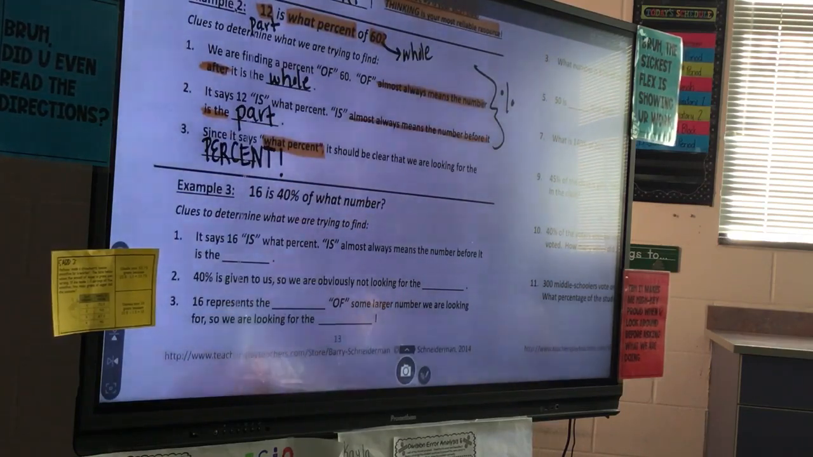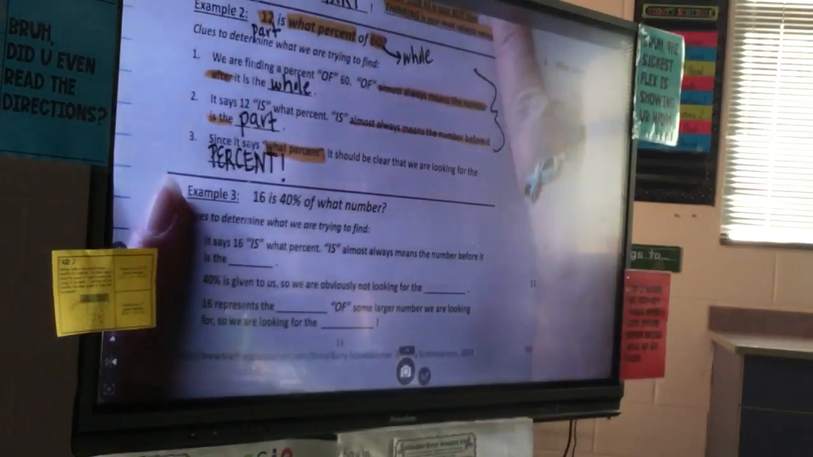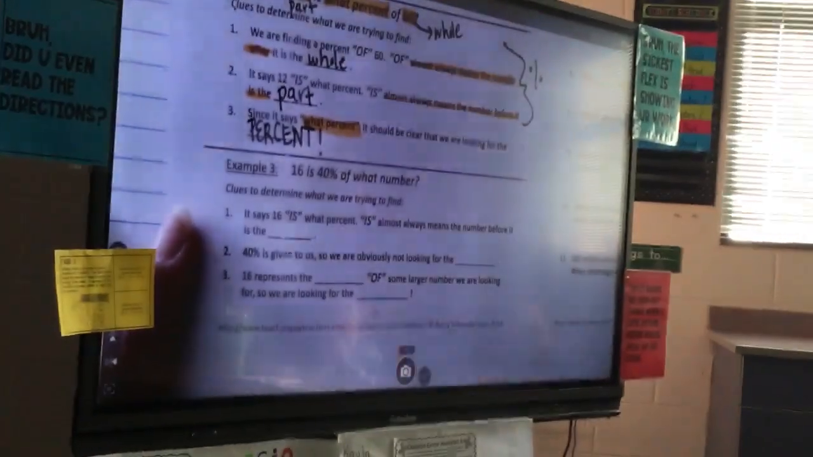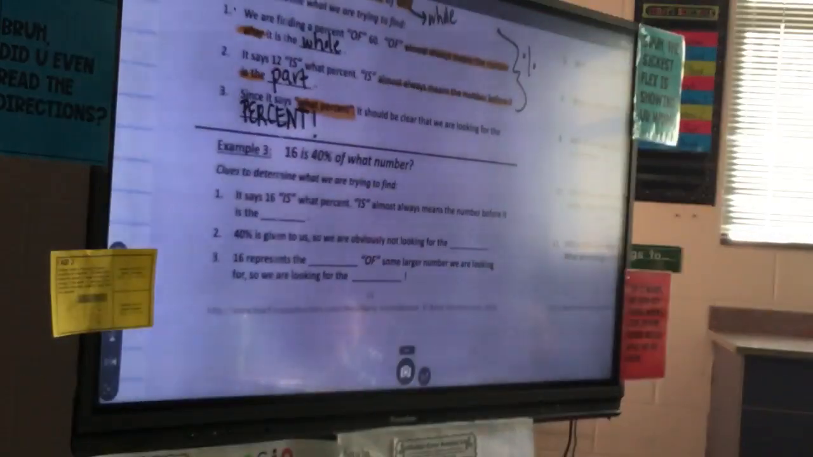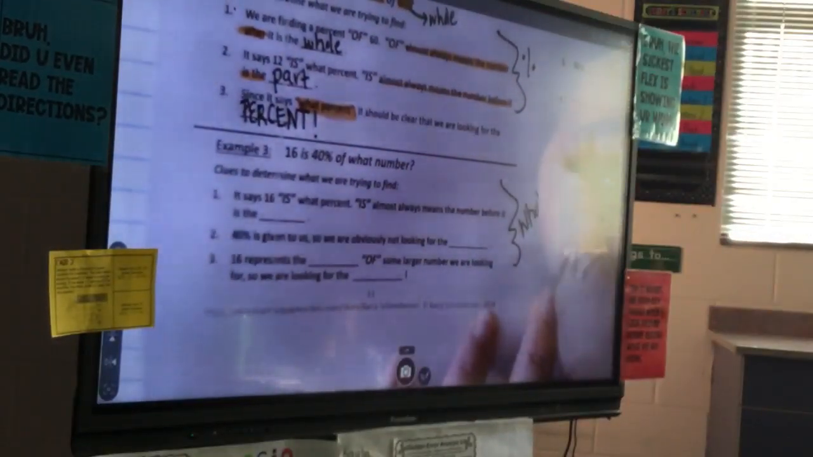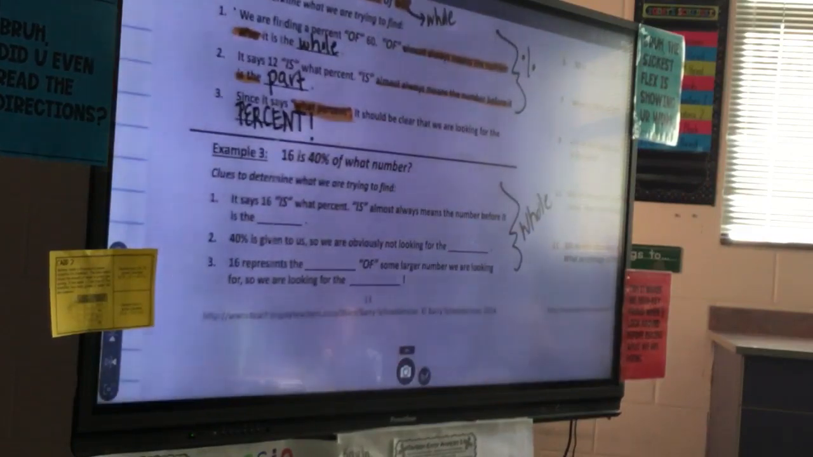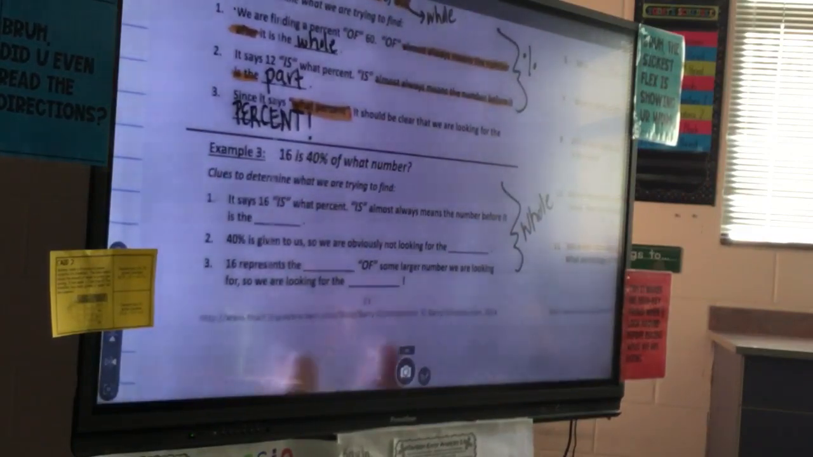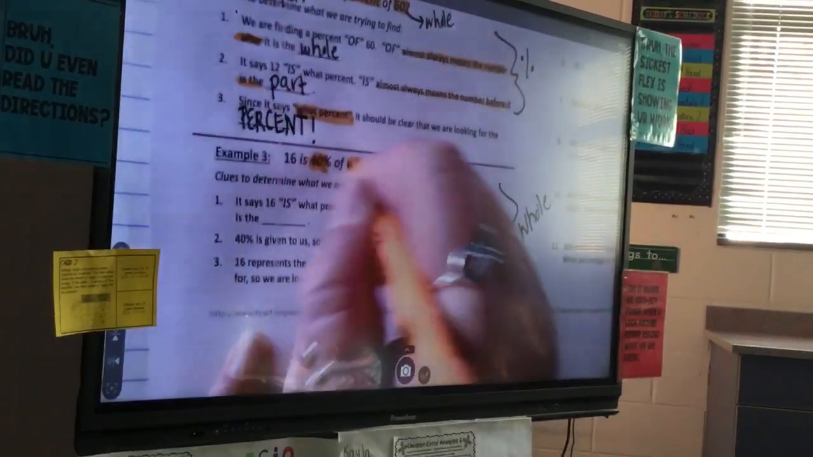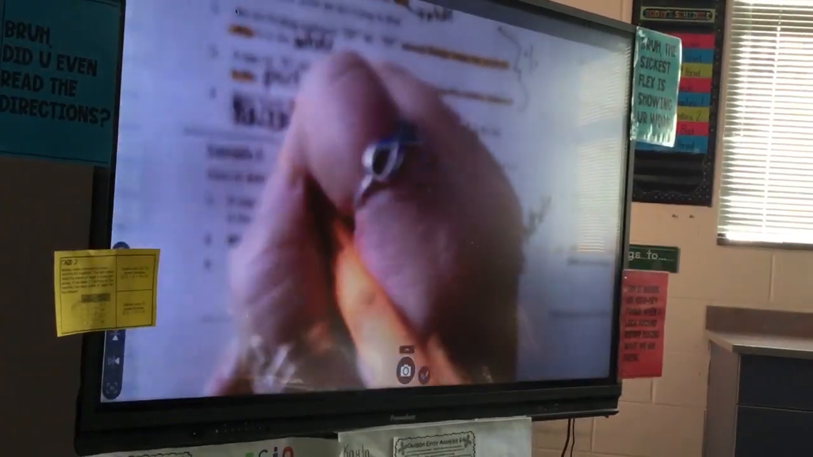Well, no. This top part was information about finding the part. This middle part was about finding the percent. What do you think this bottom part's going to be about? Finding the whole. So this is your whole information. All right, so it says 16 is 40% of what number? So you have your percent, you have this what number, and you have 16.